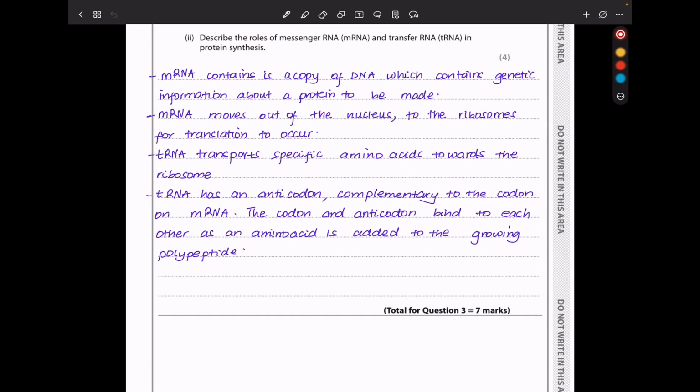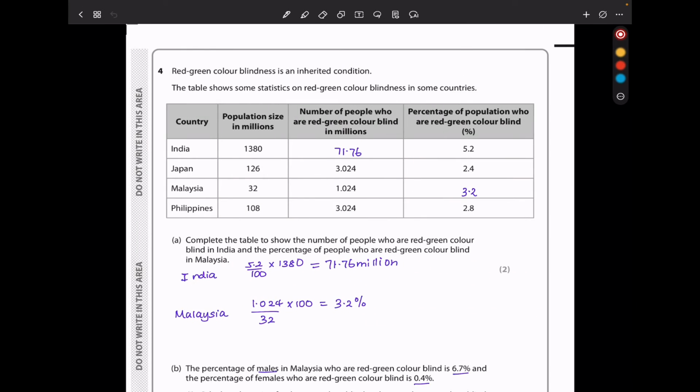So this brings us to the end of question 3. Let's continue to question 4. In question 4, red-green color blindness is an inherited condition. The table shows some statistics on red-green color blindness in some countries.